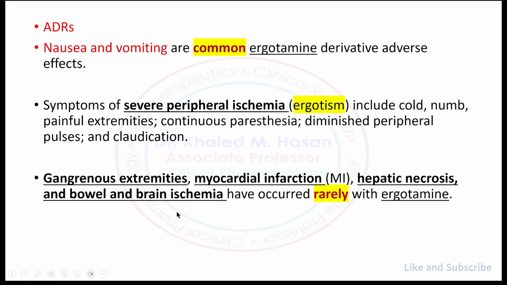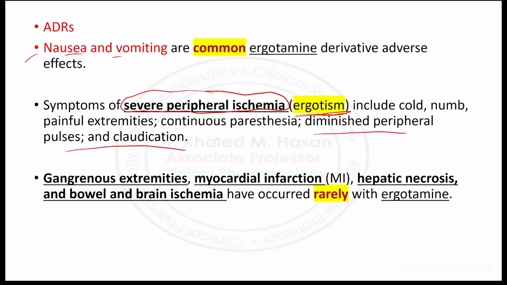Any side effect? Yes, ergotamine is associated with nausea and vomiting, and with ergotamine derivatives, ergotamine may cause severe peripheral ischemia. This reminds us of Raynaud phenomenon, and this is called ergotism. The patient may suffer from diminished peripheral pulse and claudication, continuous paresthesia. Patient may be predisposed to gangrene, extremity gangrene, myocardial infarction.